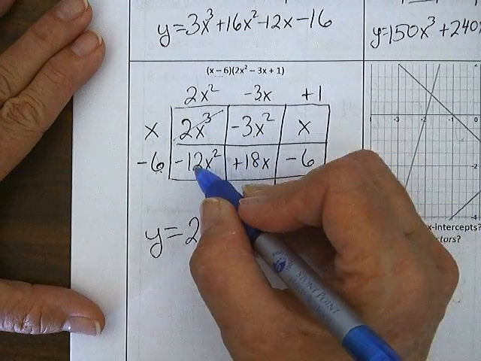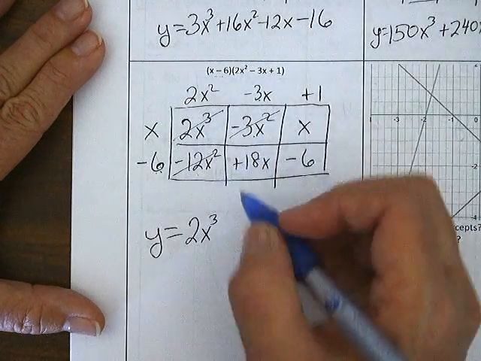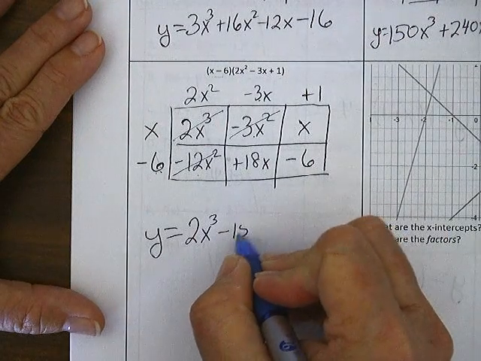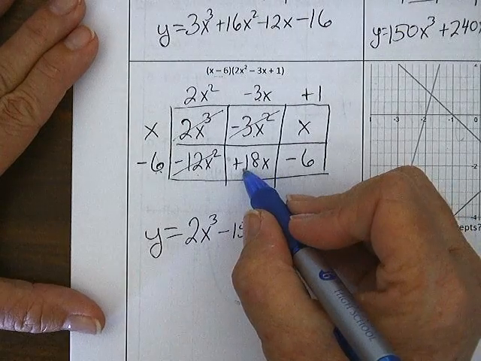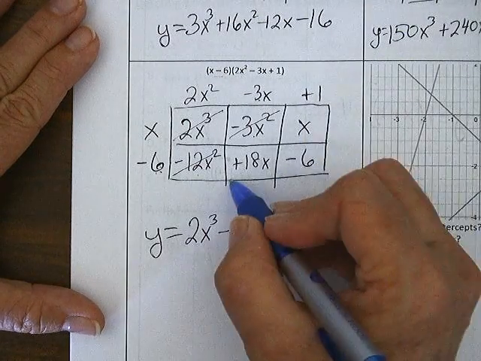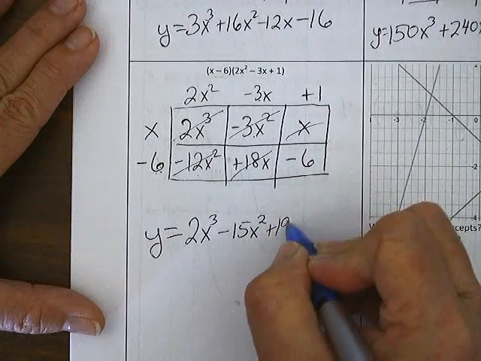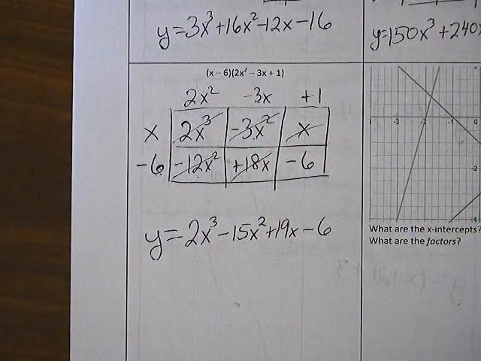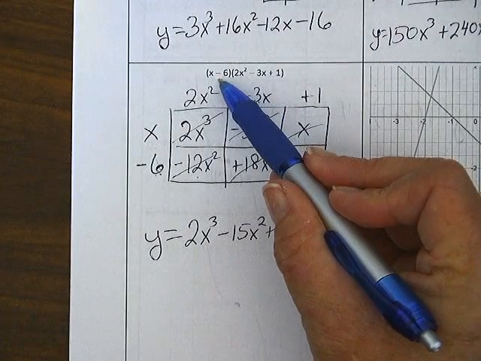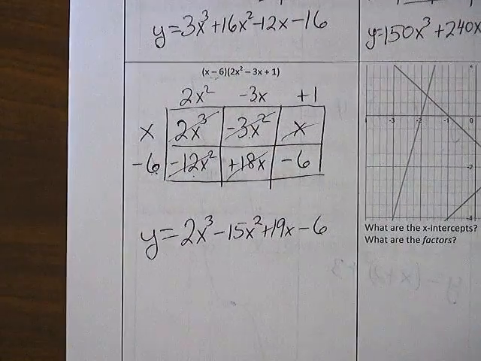Negative 12x squared minus 3x squared. We could add those together and keep the sign. So we have a negative 15x squared. And we have an 18x plus an x. That gives us 19x and minus 6. There's our cubic function formed from our linear term and our quadratic.